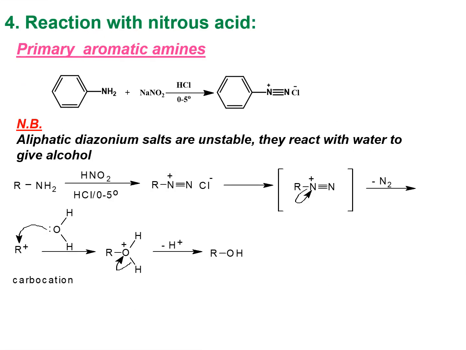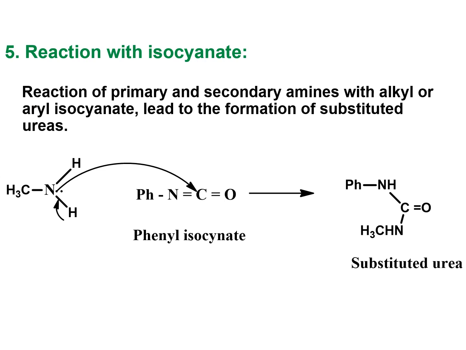Afterwards, we dealt with the reaction of primary aromatic amines. As I've mentioned, it has to be primary and it has to be aromatic amines with nitrous acid, which is produced in situ through reaction of sodium nitrite with hydrochloric acid at 0 to 5 degrees, giving the diazonium salts. And as we've mentioned, aliphatic diazonium salts are unstable, giving the alcohol. Reaction with isocyanates and isothiocyanates ends up giving the substituted ureas and the thioureas.